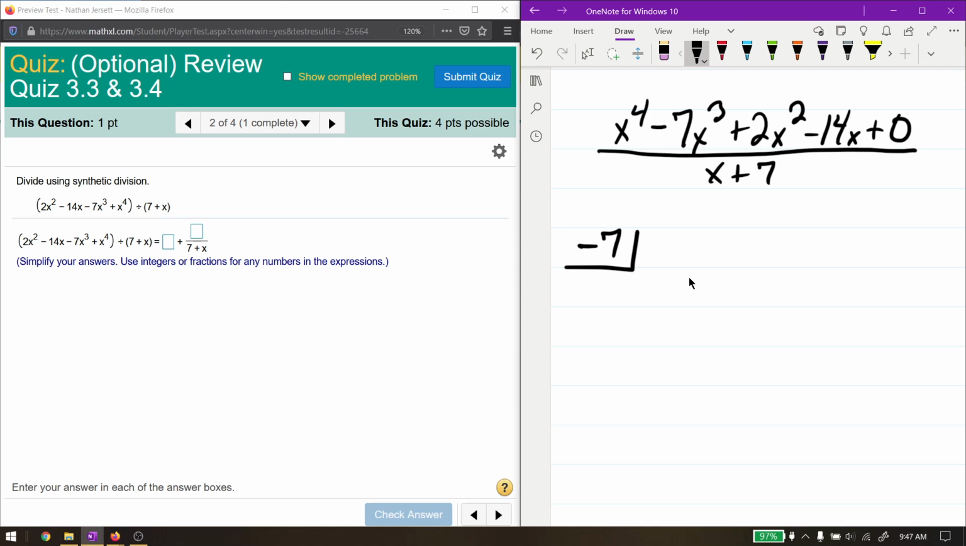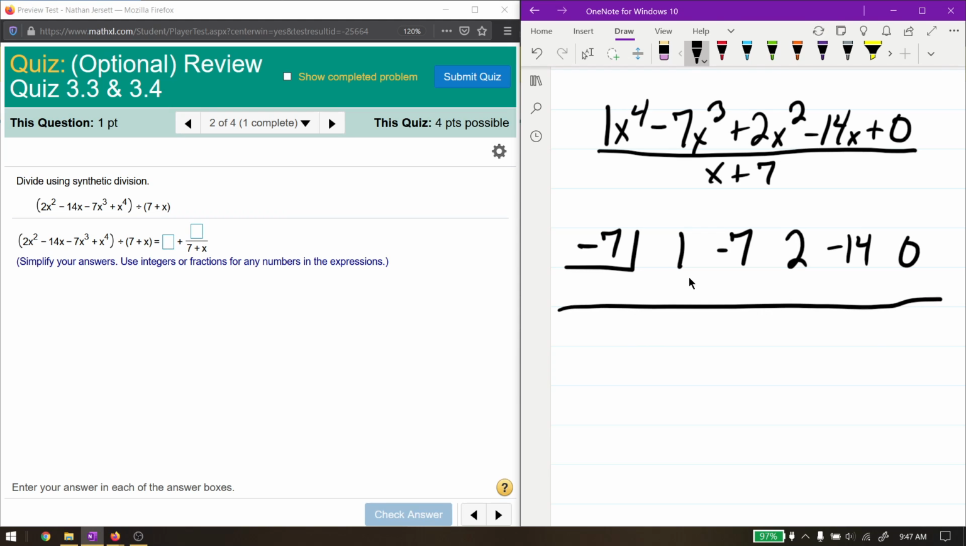It's the 0 you get from it. So it'd be negative 7 plus 7 gives you 0. Now all we need to do is look at the coefficients. Of course, we have 1x to the fourth, then minus 7x cubed, then plus 2x squared, minus 14x, and 0.